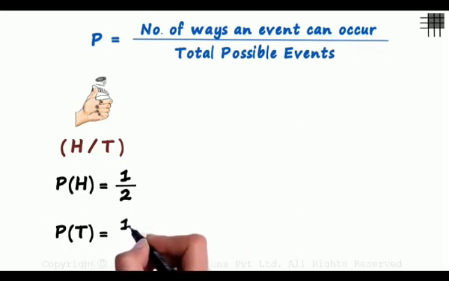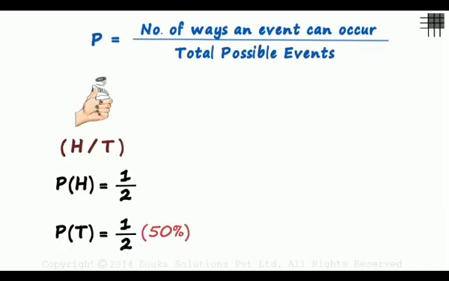What is the probability of getting a tail then? There's only one way in which we can get a tail, and there are two possibilities. Probability of getting a tail at the toss of a coin is also 50%.